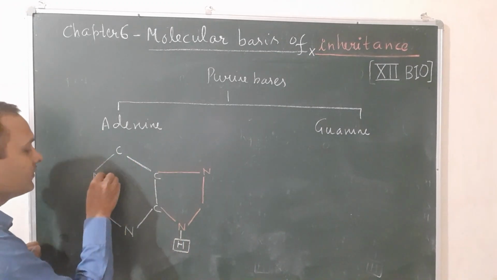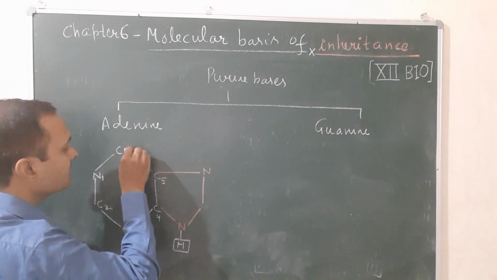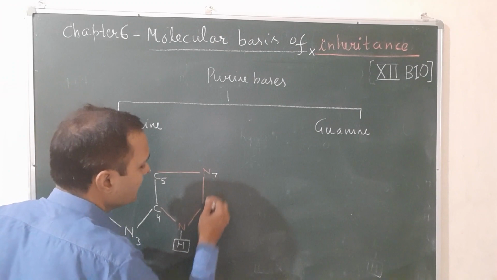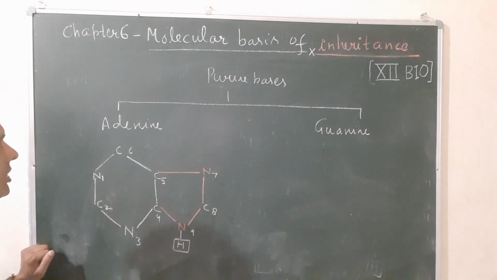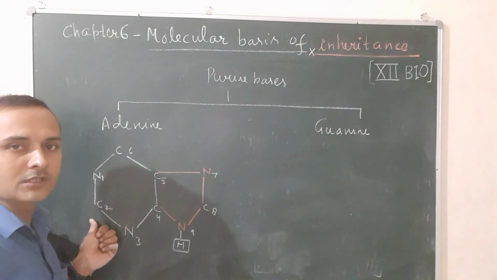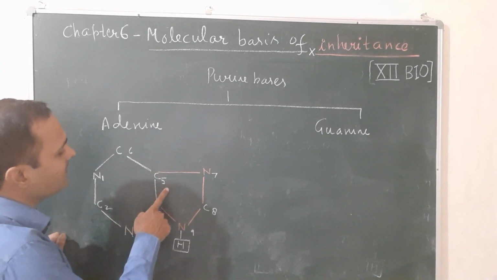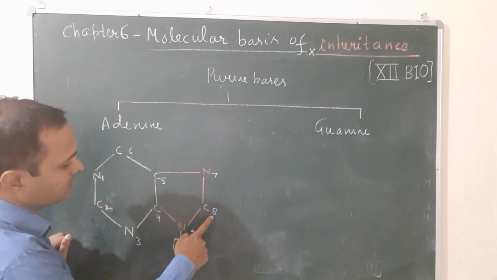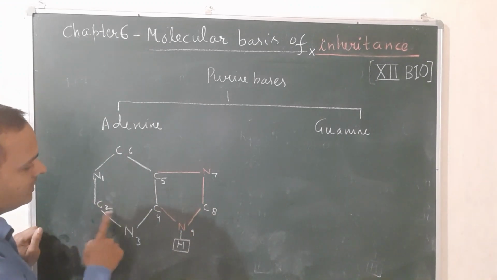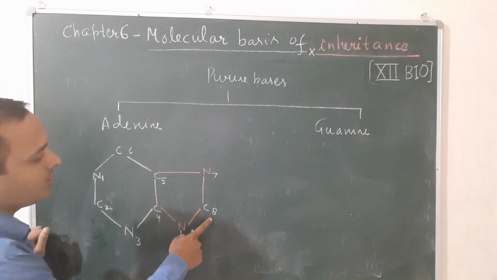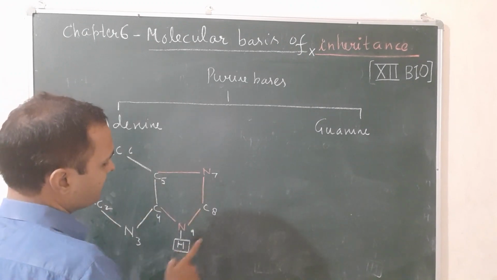Now numbering 1, 2, 3, 4, 5, 6. Then we start from this side, 7, 8, and 9. So how many carbon atoms? 5 carbon and 4 nitrogen. The carbon positions are C2, C4, 5, 6 and 8. How many carbon atoms? 1, 2, 3, 4, 5. And how many nitrogen atoms? 4. Position 1, position 3, position 7, and position 9.